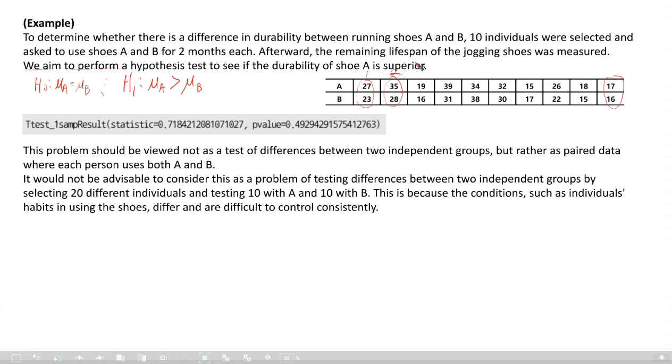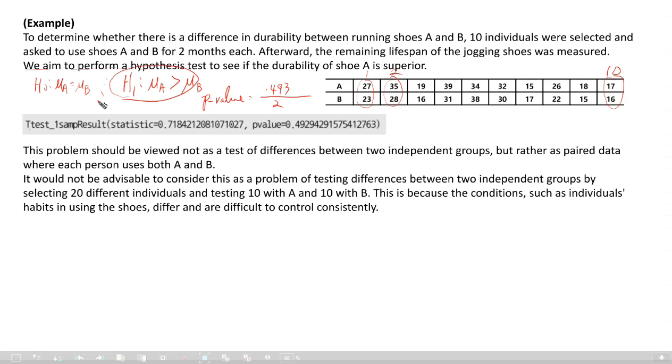So we need persons 1, 2, up to 10, okay? And let them use the shoes A and B. All right. So the result from the computer t-test output: test statistic 0.7184, p-value 0.493, something like that. So what should the real p-value for your hypothesis test be? 0.493 divided by 2, because this is a one-tail test problem. Your problem is a one-tail test problem.